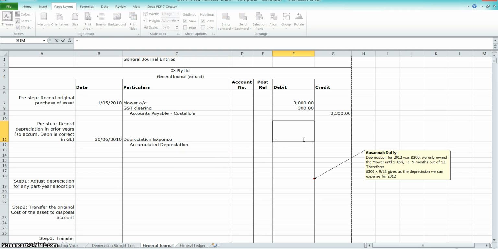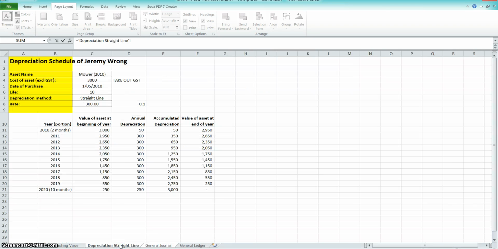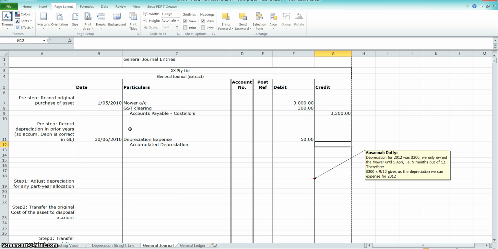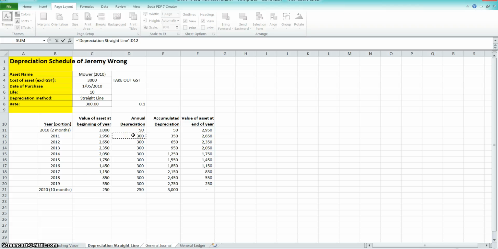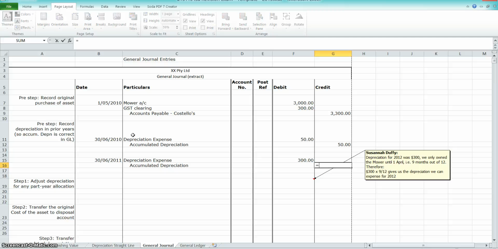Okay. So for 2010, if we put in an equal sign and go back to our straight line depreciation tab, annual depreciation in 2010 was $50. So you just click on that and then press enter, and that'll pop that in for us. Now we can just go equals like that. Then we'll have 30 June 2011, depreciation expense and accumulated depreciation. Once again, put in an equal sign, go to the depreciation schedule, select the annual depreciation for 2011. It's as easy as that.